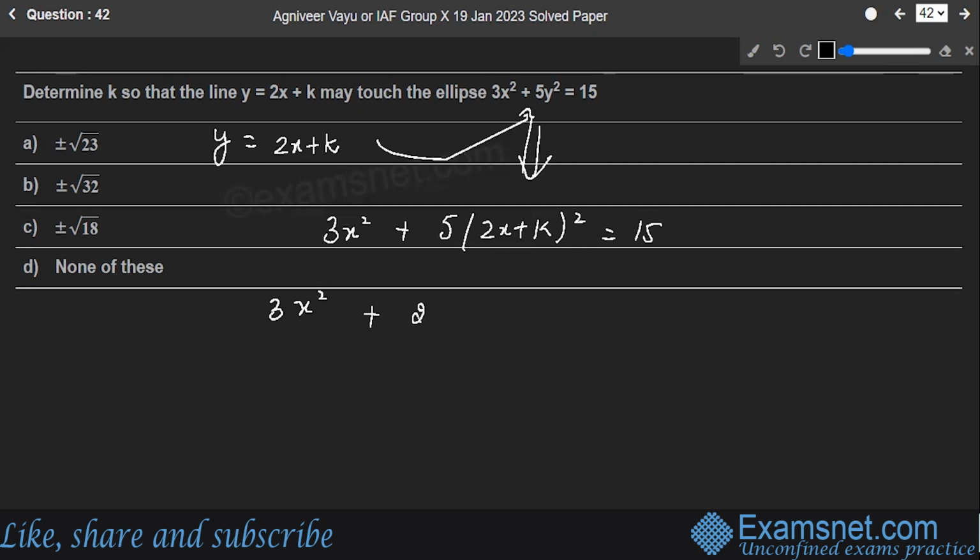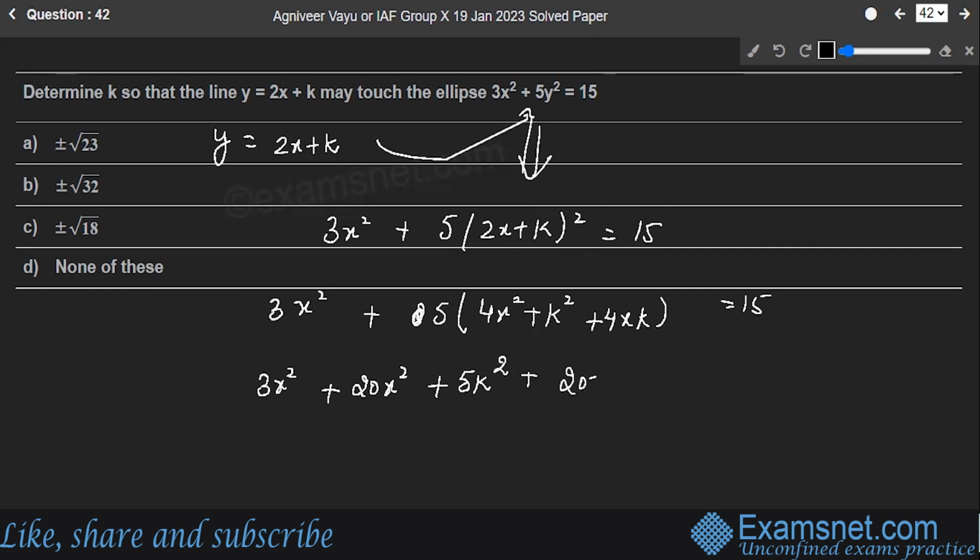Which will be 3x squared plus 5 into (4x squared plus k squared plus 4xk) is equal to 15. So this is 3x squared plus 20x squared plus 5k squared plus 20xk is equal to 15. Now, determine k so that this may touch the ellipse. So this is 23x squared plus 20kx plus 5k squared minus 15 is equal to 0.